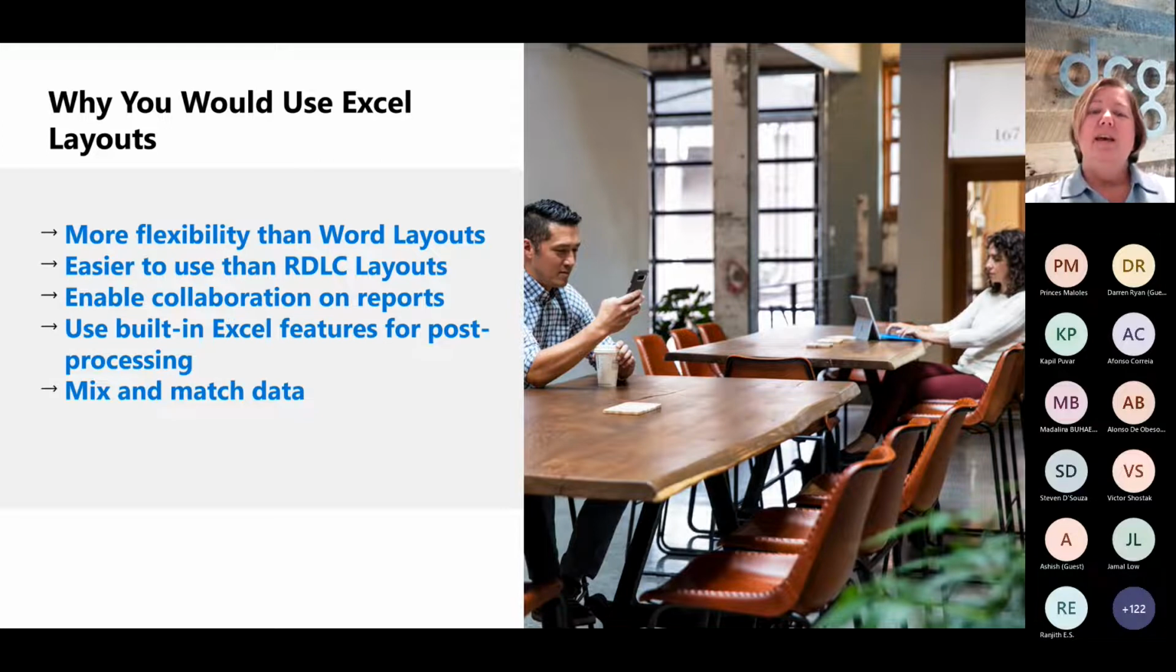For Excel, you can collaborate on your reports using a lot of the Excel functions. We'll go over some of those in a little bit. You can use a lot of the Excel features and functionality for post-processing. We'll talk about those a little bit later. And you can mix and match data. So you can take the data that's in the Excel report that comes out, and you can mix it with SharePoint lists, on-premise databases, other files, APIs, or you can even use Power Query inside of the report as well.